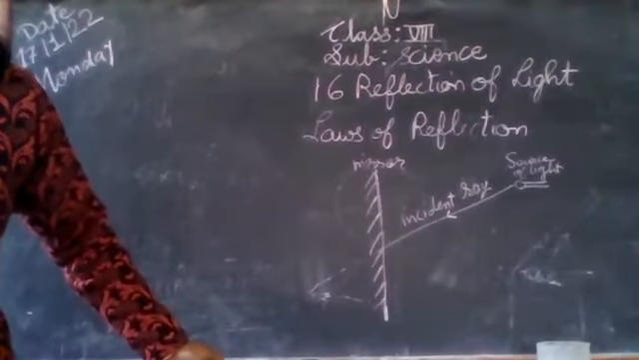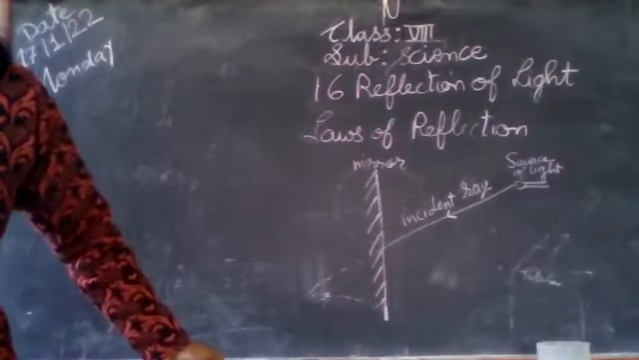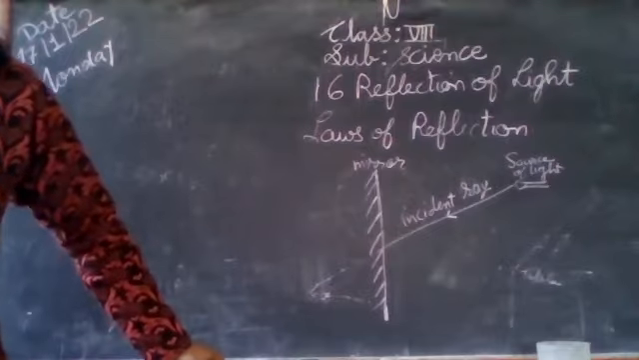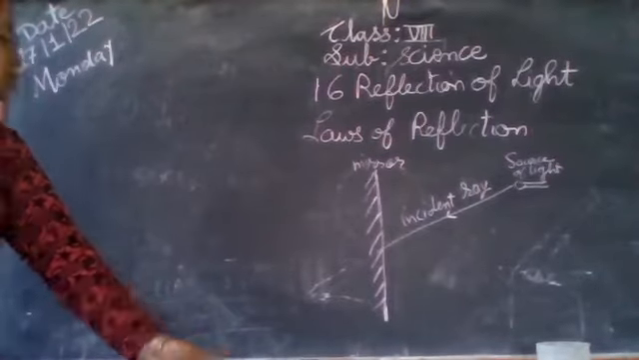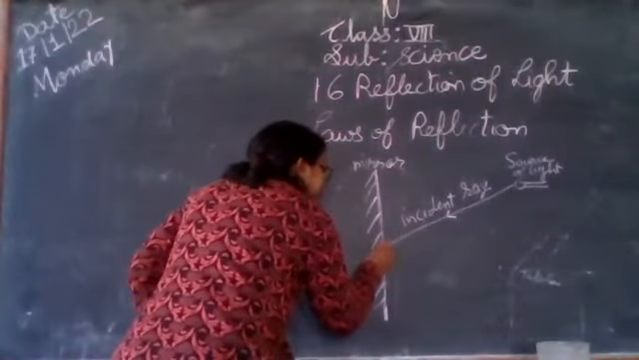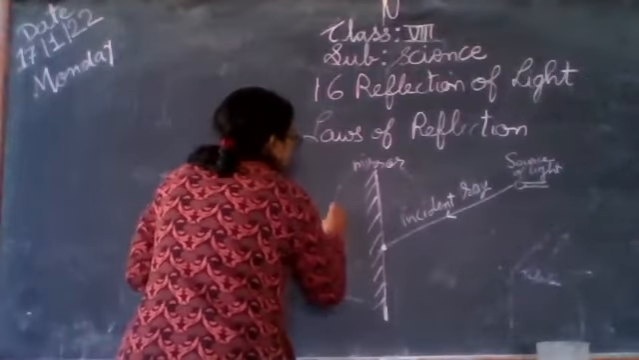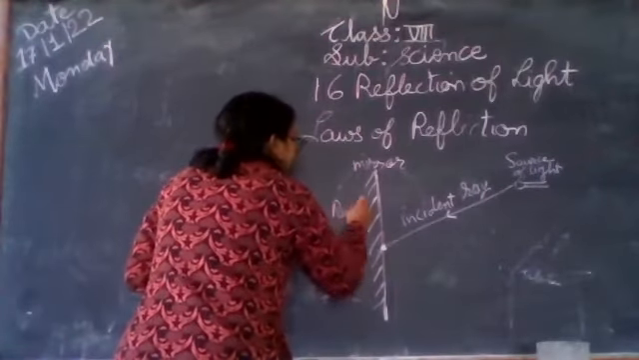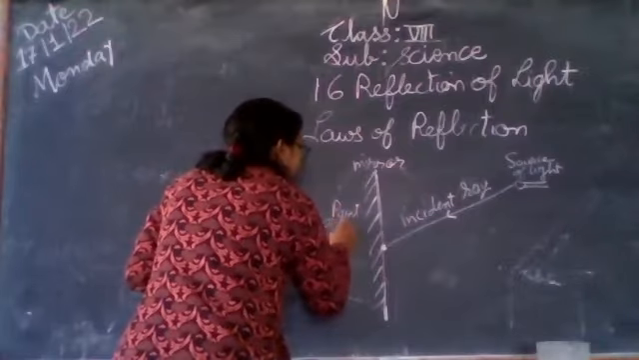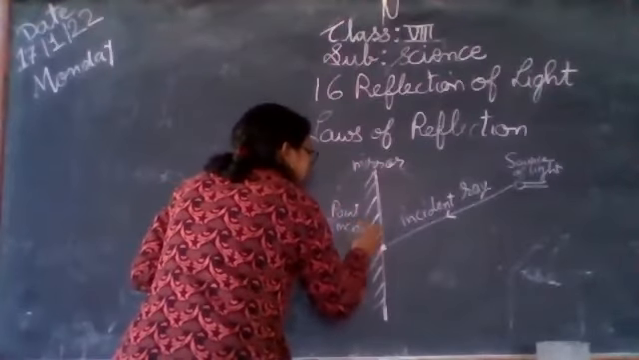The point at which an incident ray falls is called the point of incidence. Now you can see this point where the incident ray is falling is called the point of incidence.